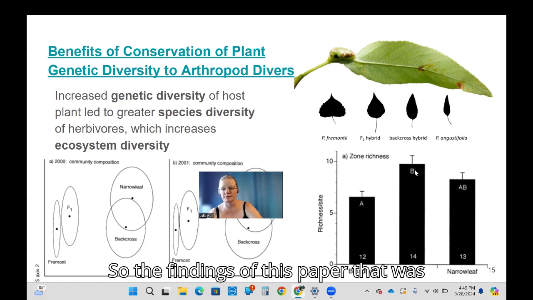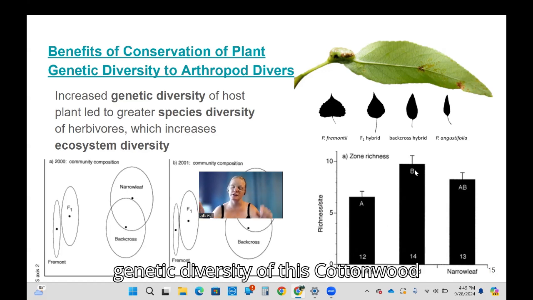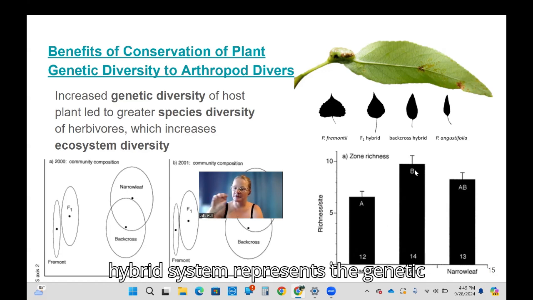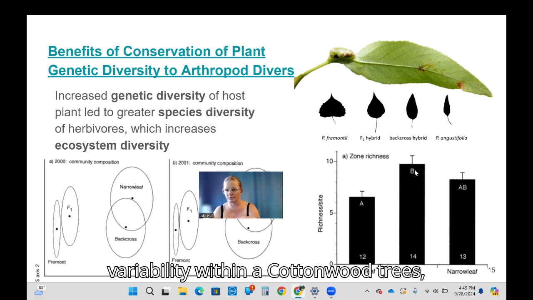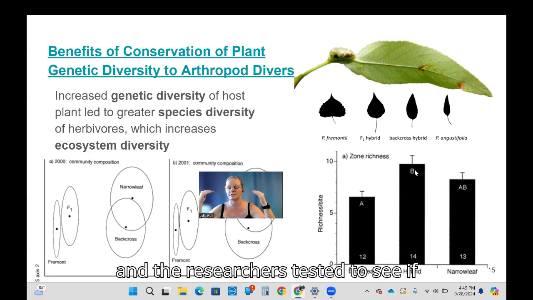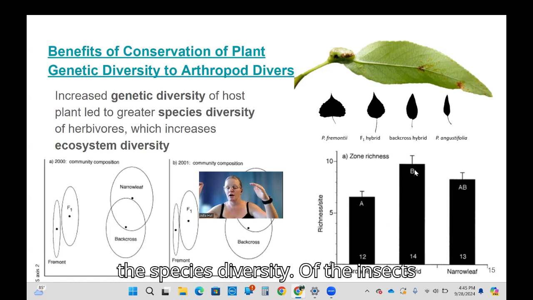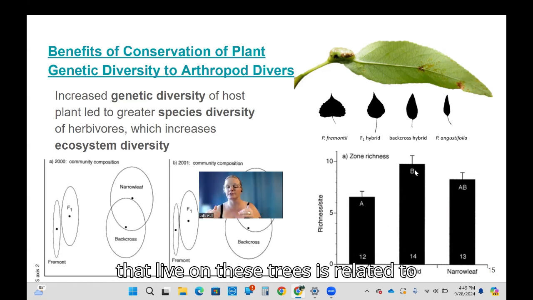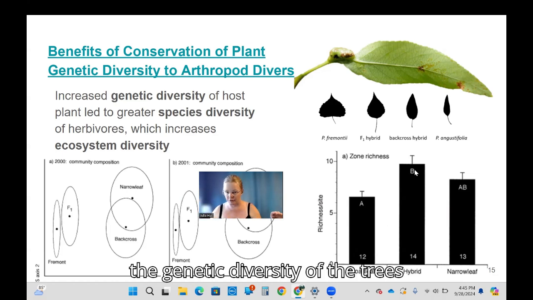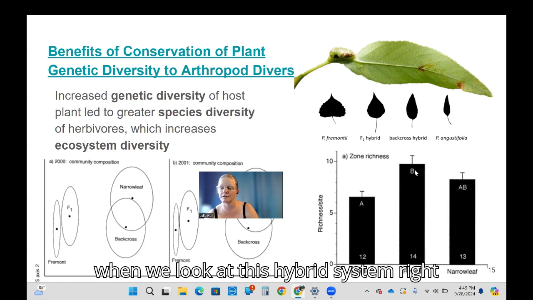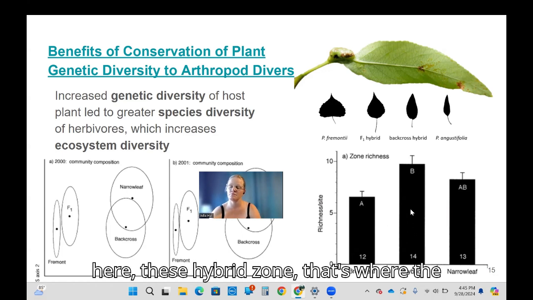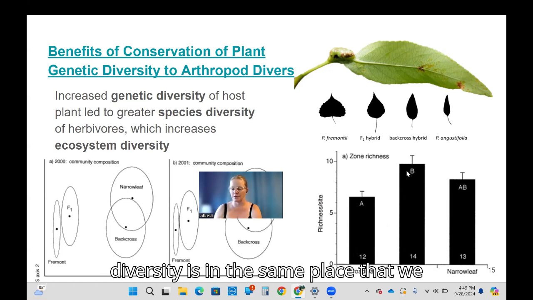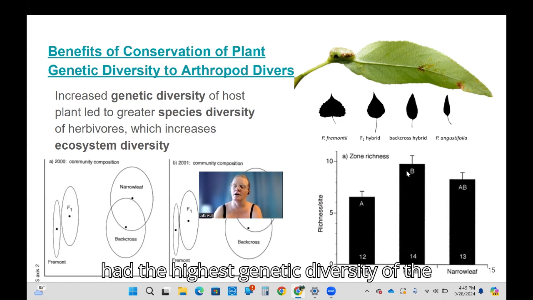The findings of this paper that was published a few years ago looked at the genetic diversity of this cottonwood hybrid system. The hybrid system represents the genetic variability within cottonwood trees. And the researchers tested to see if the species diversity of the insects and the spiders and the other arthropods that live on these trees is related to the genetic diversity of the trees themselves. And what they found, when we look at this hybrid zone right here, is that the researchers found the highest species diversity in the same place that we had the highest genetic diversity of the host plants.